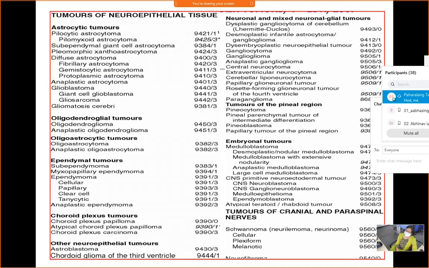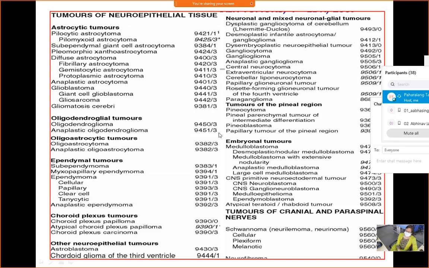But what you have to know is, remember I told you about glial cells, which are the supporting cells, and these are 3 types: astrocytes, oligodendrocytes, and ependymal cells. Astrocytes cause astrocytic tumors. Under that, there are so many, okay? I'll be telling you about it. Oligodendrocytes can cause oligodendroglial tumors, and ependymal cells can cause ependymal tumors. So these 3 you have to know: astrocytomas, oligodendrogliomas, and ependymomas.